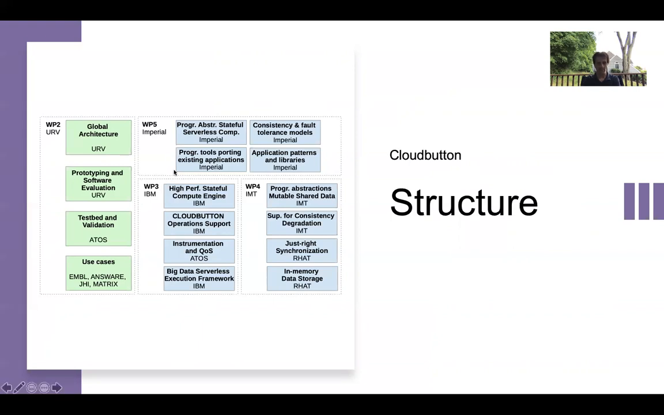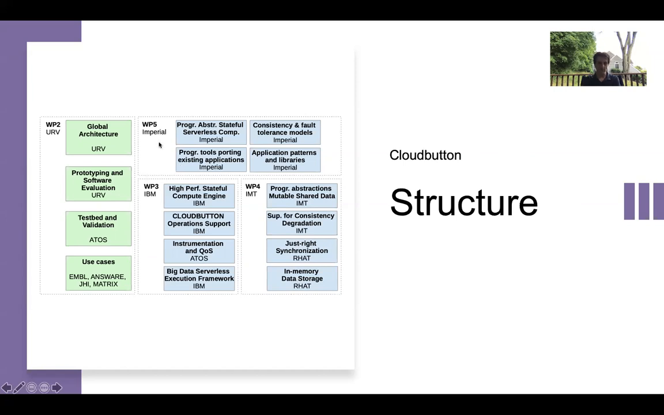Then we have the three technical work packages. WP3 from IBM, where we have the high performance stateful compute engine, instrumentation, operation support. We have here Atos helping with monitoring and instrumentation and quality of service. And then we have WP4, where the leader is IMT, with this consistent mutable shared data on top of in-memory computing, where Red Hat is collaborating with their experience in the Infinispan in-memory computing layer.